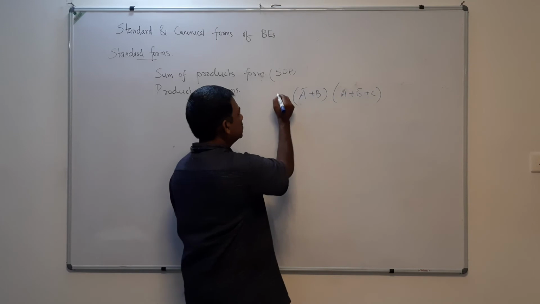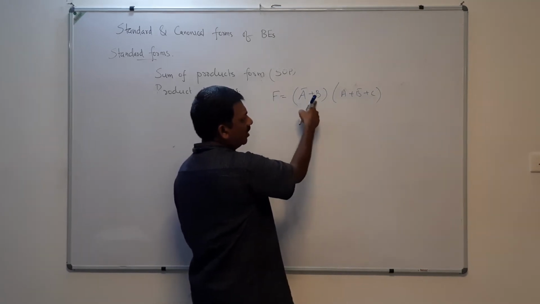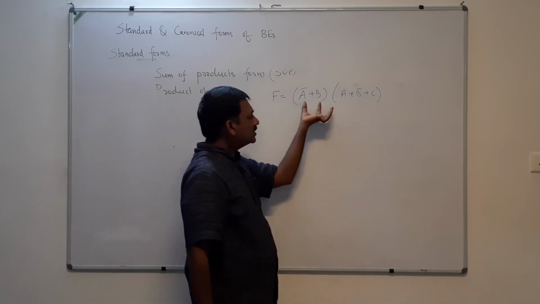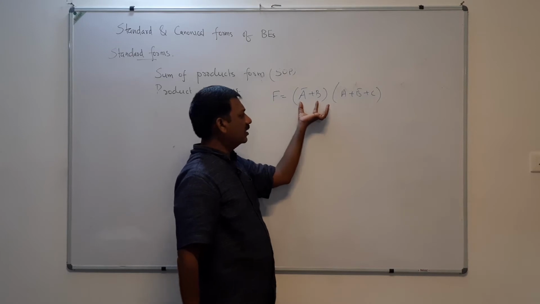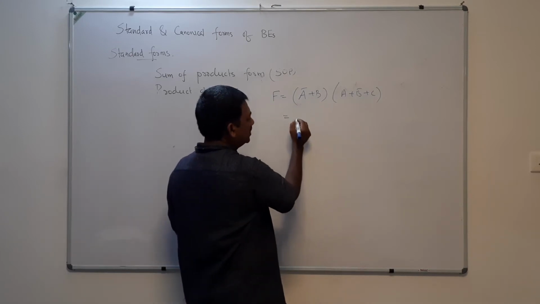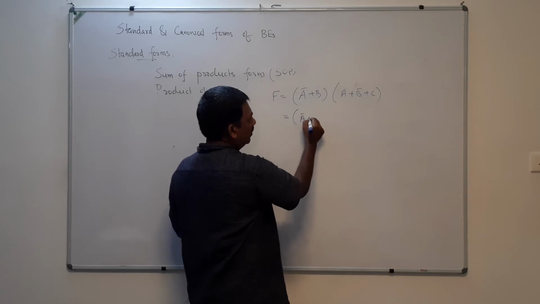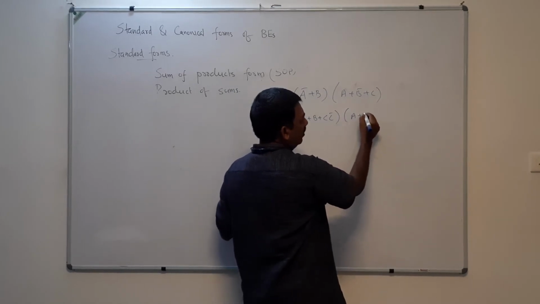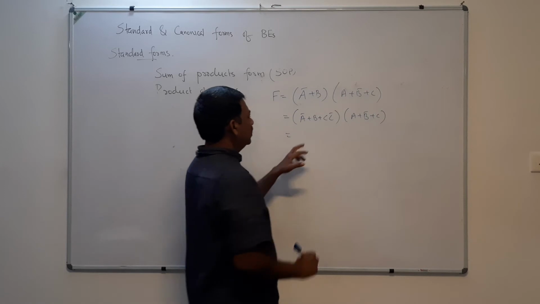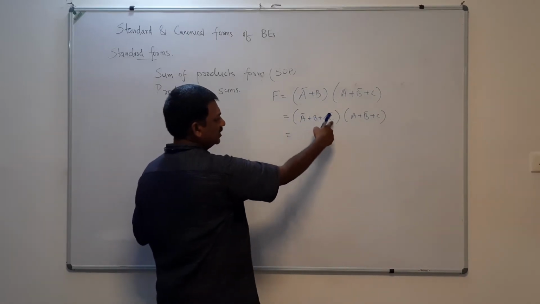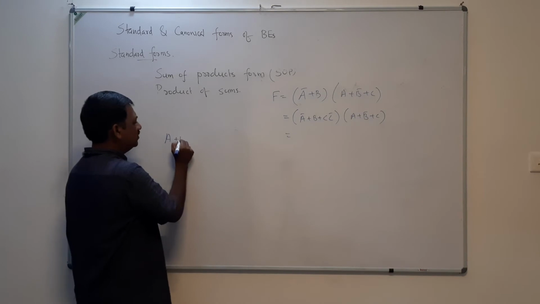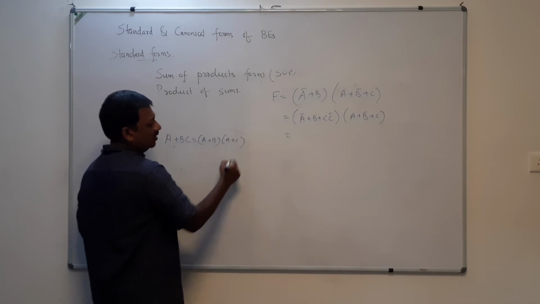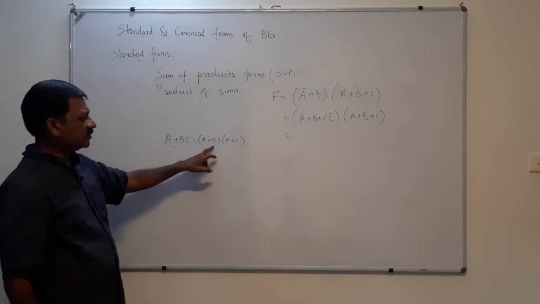So for that, f is equal to the function (a bar plus b) into (a plus b bar plus c). As it is not having any C term here, you are going to add c plus c bar here. That means (a bar plus b plus c bar) into (a plus b bar plus c). Now this is a bar plus b plus c bar. That means we have a result: a plus bc is equal to (a plus b) into (a plus c).